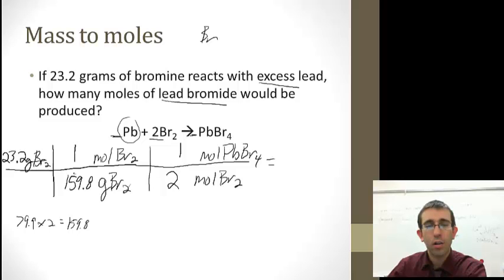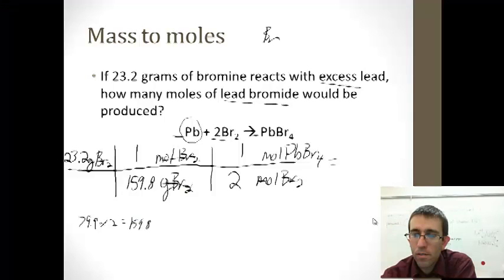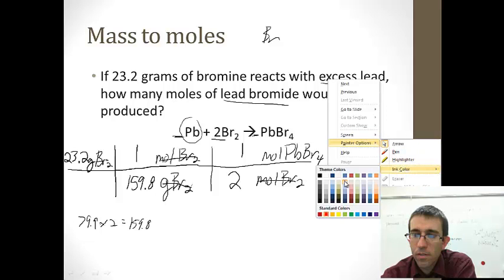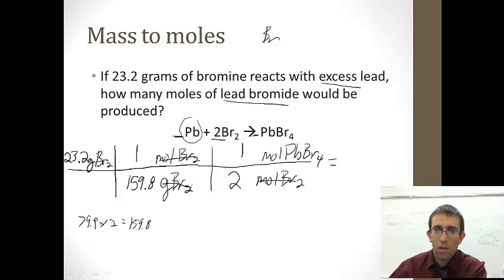Grams of Br2 goes away. Moles of Br2 goes away. I'm going to be left with moles of lead bromide, exactly what I want. So let's multiply on top, divide on bottom. So 23. Okay, so we have our moles of Br2 down here, moles of PbBr4 here.